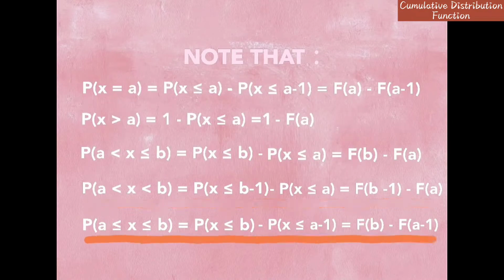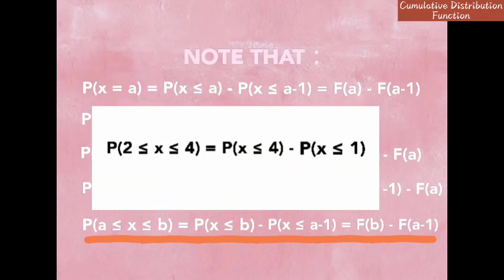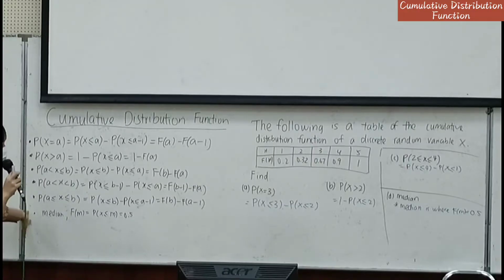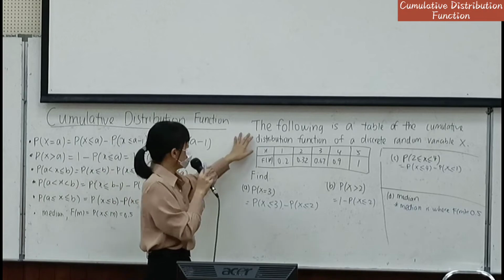The fifth one is that to find the probability of x in between a and b, including a and b, is equal to the probability of x less than or equal to b minus the probability of x less than or equal to a minus 1, which is equal to F(b) minus F(a minus 1). For example, to find the probability of x in between 2 and 4, including 2 and 4, is equal to the probability of x less than or equal to 4 minus the probability of x less than or equal to 1, which is equal to F(4) minus F(1). So now let's do one example about this topic.